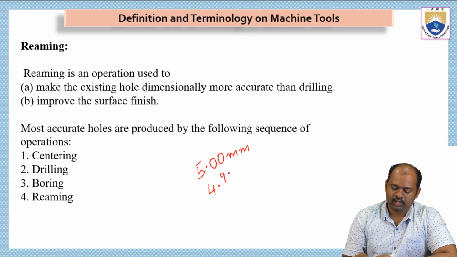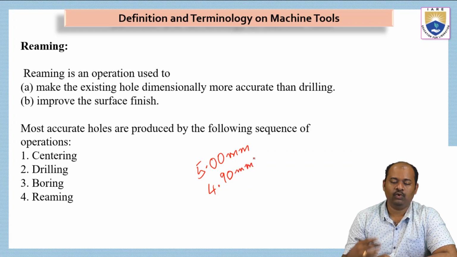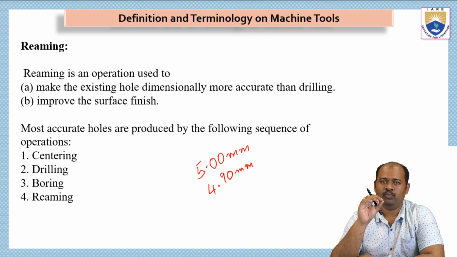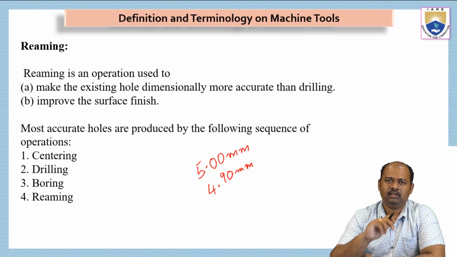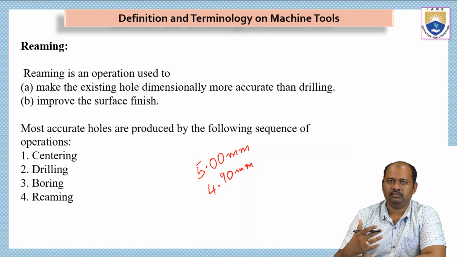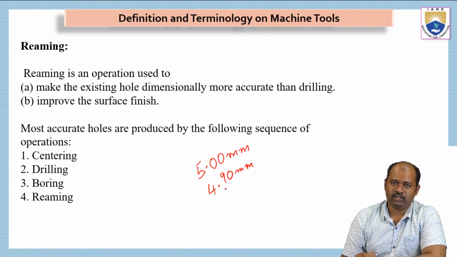So I will take a drill bit of dimension 4.90 mm. Even though the drill bit is rated as 5 mm, its actual dimension will be 4.90 mm. I have given a value of about plus or minus 0.10 mm. This dimensional accuracy is given in order to facilitate more dimensionally accurate preparation. So 4.90 is the actual dimension.